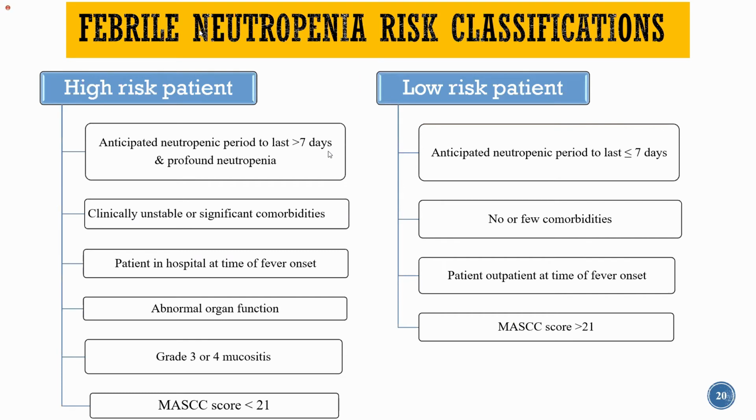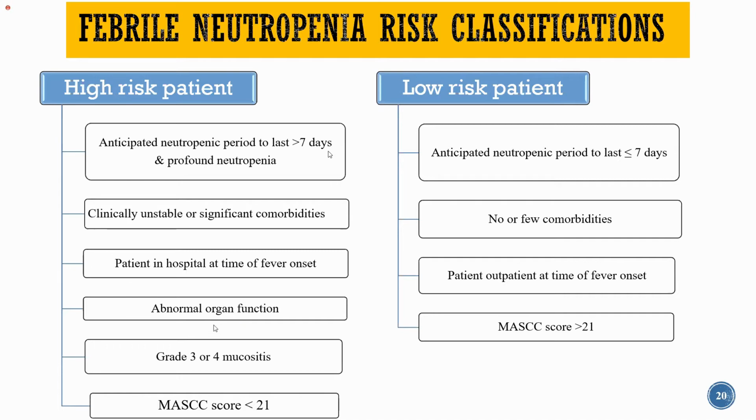So when you're deciding whether to admit the patient or to discharge the patient on oral antibiotic, you can use these parameters. The patients who are high risk are those who are expected to have neutropenia lasting longer than 7 days. So less than 500 neutrophils lasting more than 7 days, or profound neutropenia, which is a neutrophil count less than 100. And the patients are clinically unstable, for example, having hypotension, sepsis, comorbidities, COPD, and patients who were in the hospital at the time of fever. For example, most of the AML patients or the ALL patients during induction or consolidation therapy.